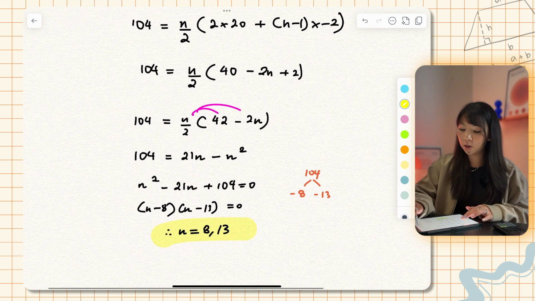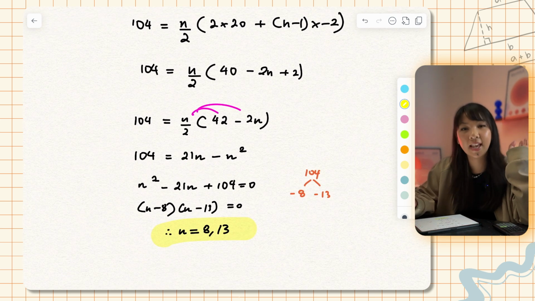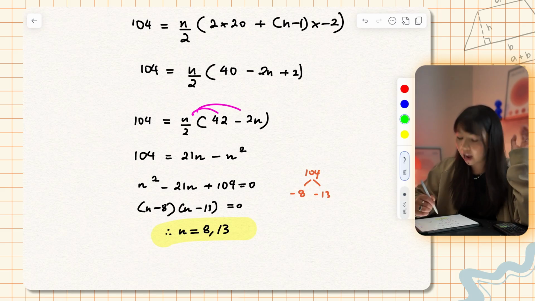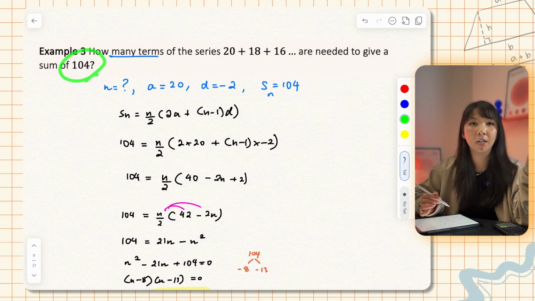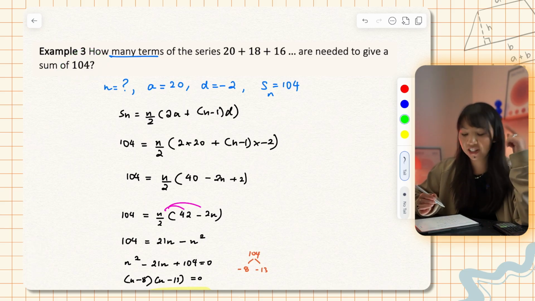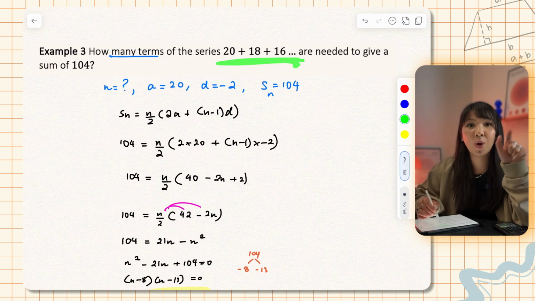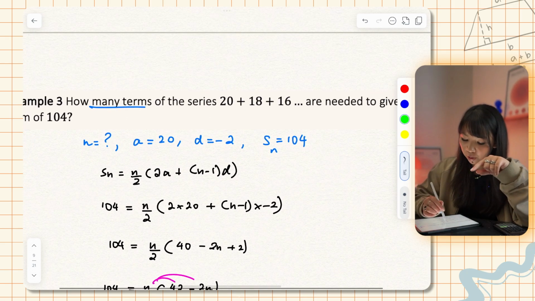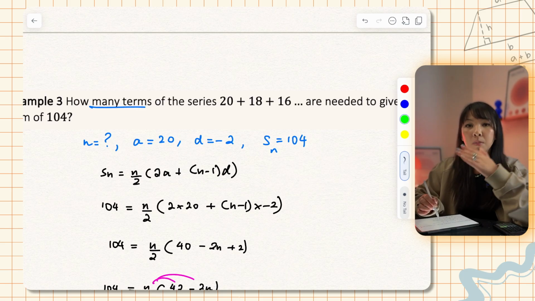Now, we end up with two answers over here. And you might be thinking, oh, we have to remove one of the answers, right? Because how can you have two values of n in which the sum is 104? But actually, you can, because if you look at these terms in the sequence, they're going down in values. So it goes 20, 18, 16, and eventually you're going to reach the negative terms, so it becomes more negative.